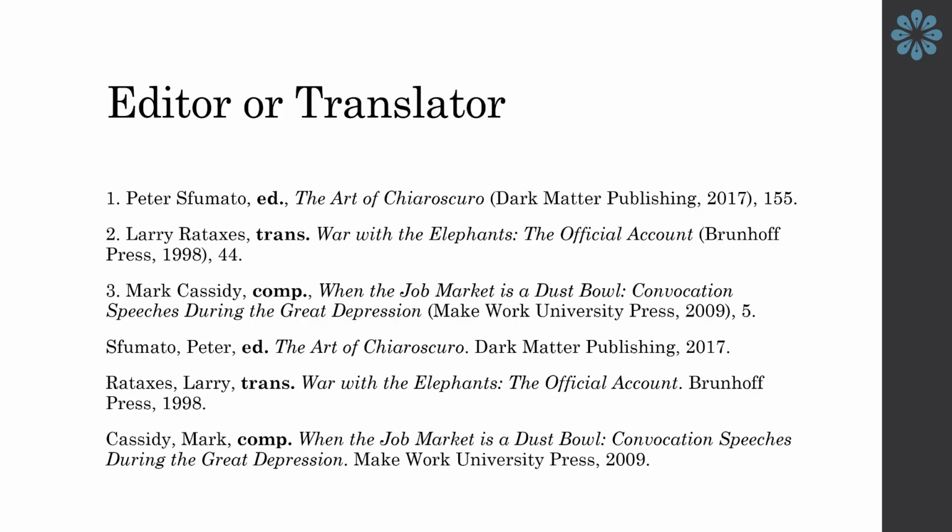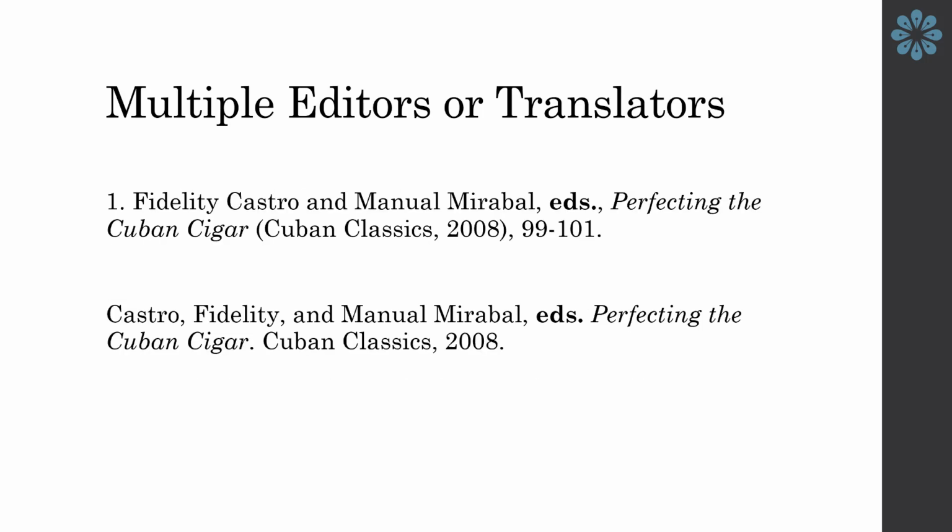Next, if a book has an editor, translator, or compiler instead of an author, add the description after the name. Pause the video to see the different options here. If there are multiple editors, translators, or compilers, add an S to the abbreviation to form the plural.